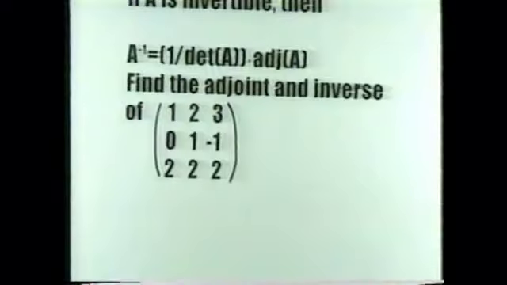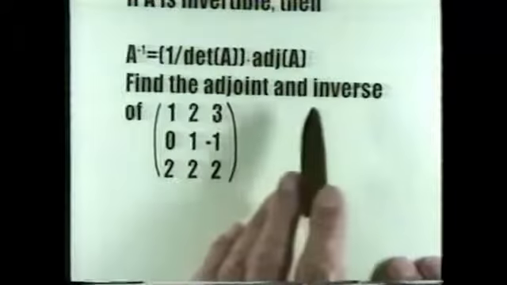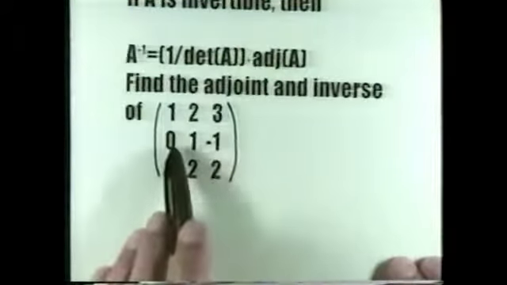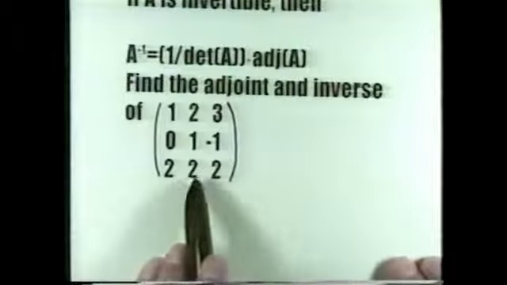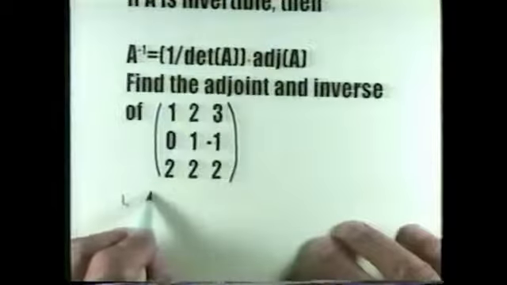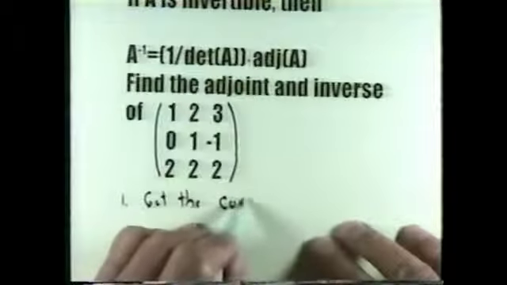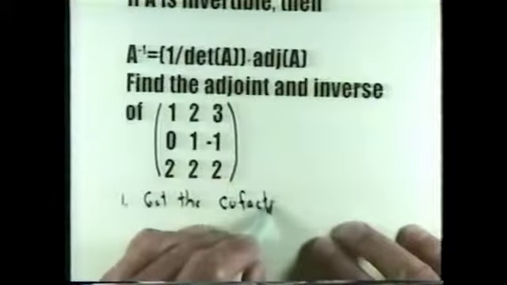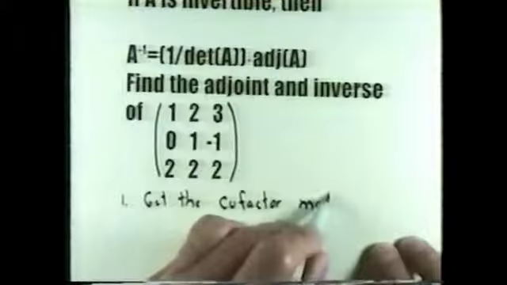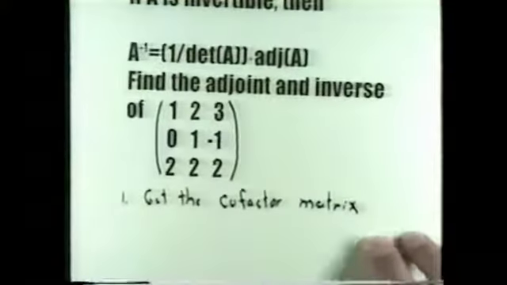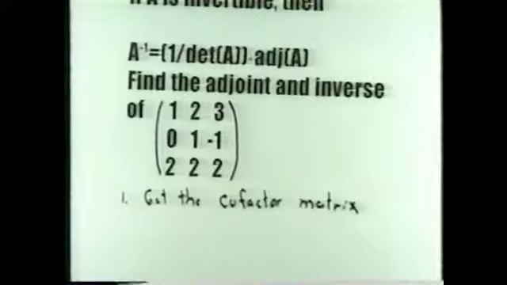Let's do an example in which we find the adjoint and inverse of 1, 2, 3, 0, 1, -1, 2, 2, 2. Well, the first step in the process is to get the cofactor matrix. So the first step will be to get the cofactor matrix.